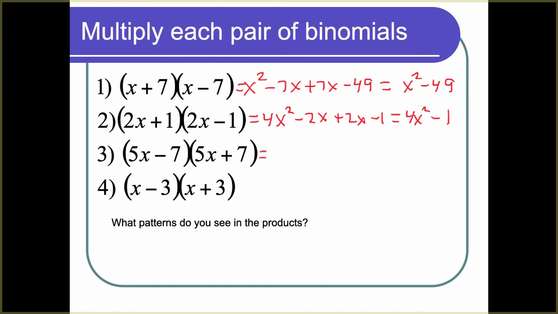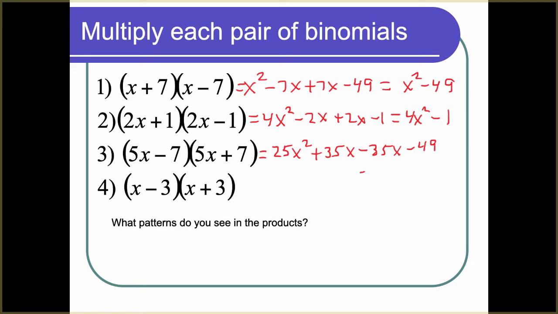For the third one, 5x times 5x, we get 25x squared. 5x times 7, 35x. Negative 7 times 5x is negative 35x. And 7 times negative 7 is negative 49.